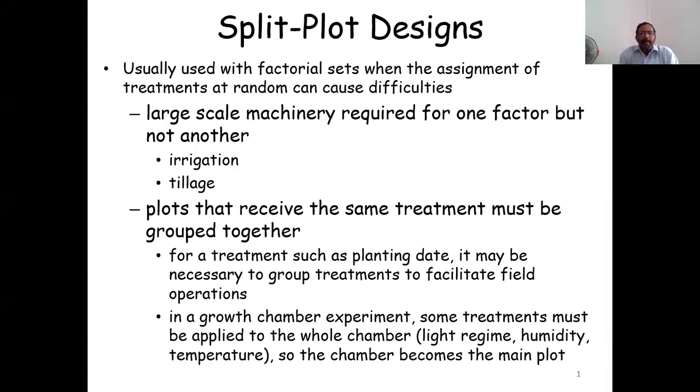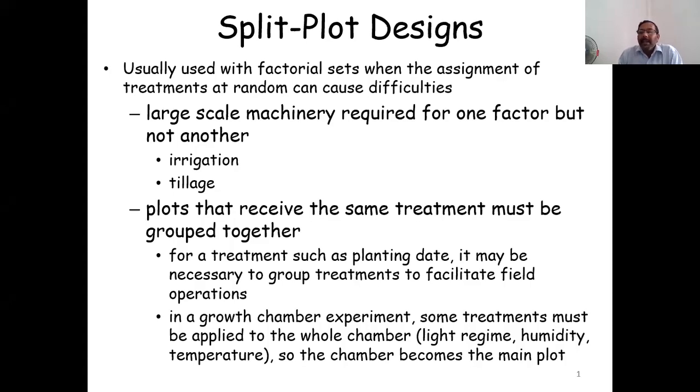Right? A treatment such as planting date is one treatment. We will see the example later. It may be necessary to group the treatments to facilitate the field operations. Planting date is one treatment or one factor. So planting date, every 2 weeks is the planting date. That is my experiment, so we need to group them. That is another reason why we go for split plot.